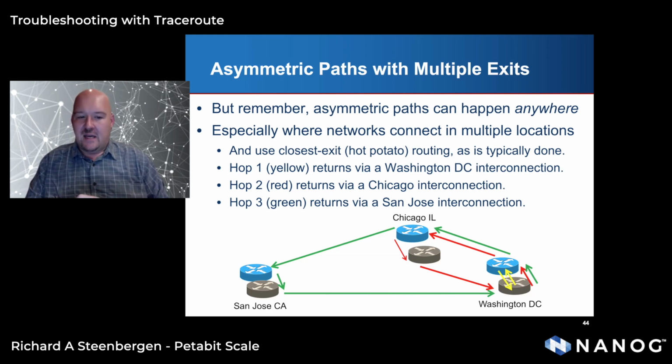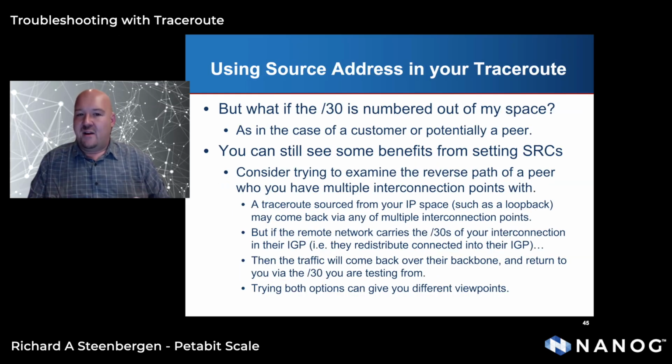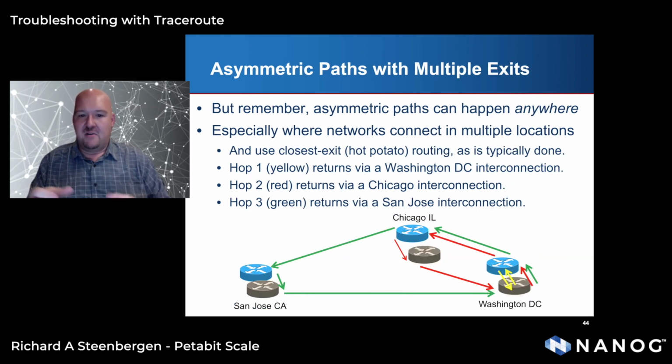Hop 2 goes all the way out to Chicago. So now when it sends it back, it doesn't come back via the same path that it went at all. It comes back via a hot potato to the network, and then back via its return path. And then hop 3, we see that it's changed again because it goes all the way out to San Jose. Now it comes back via the San Jose interconnection. So you typically see this whenever there's a multi-homed, multi-peered network. Most networks use what's called closest exit or hot potato routing. So you're going to see this kind of asymmetric path every time you cross those boundaries.